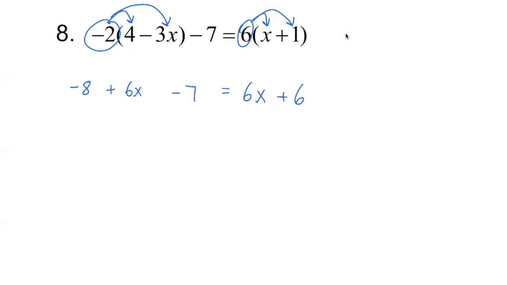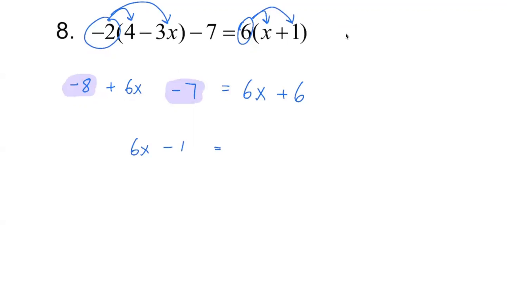So on the left hand side, we can already combine some like terms because we can see that the -8 and -7 are both constants, so they can combine together and become -15. And again, if you have trouble doing subtraction with negative numbers, go ahead, do a number line just to visualize it. If you're subtracting 7, you are going to the left for 7 units. So 6x minus 15 is equal to 6x plus 6.